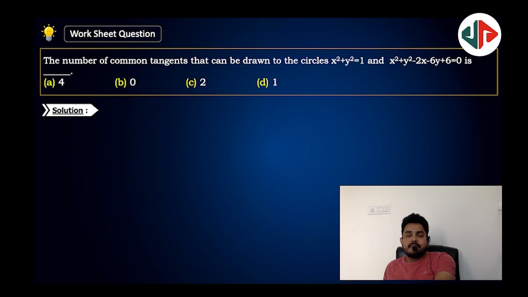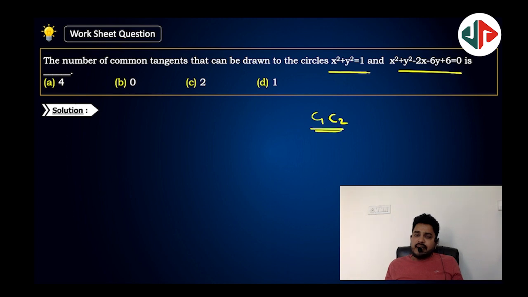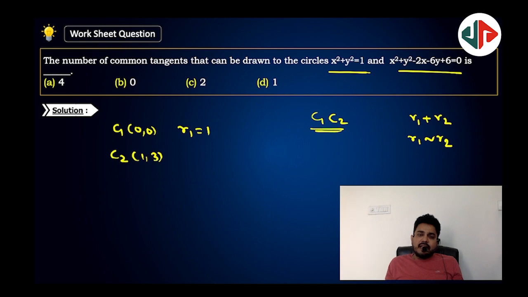Next question is the number of common tangents that can be drawn. So for the number of common tangents, you need to check the relation between C1C2, R1 plus R2, and the R1 minus R2 difference. C1 is (0, 0), R1 is equal to 1, C2 is (1, 3) and the radius is, what is the radius? 1 plus 9 minus 6, 2 units. So the C1C2 length is square root of 10.